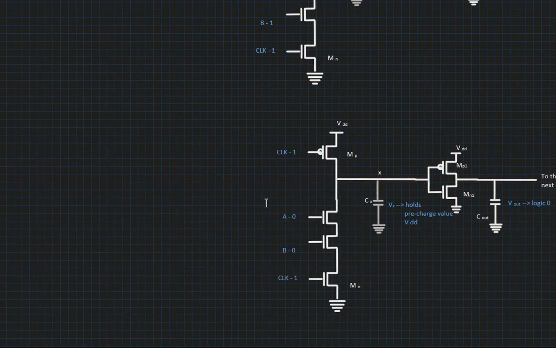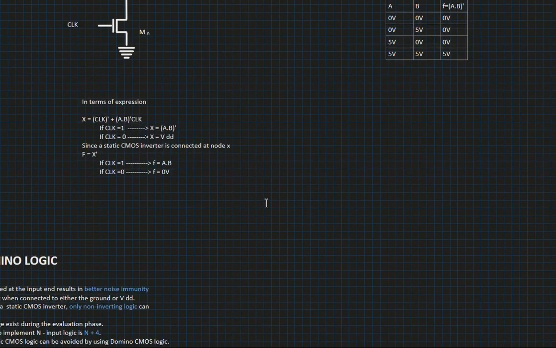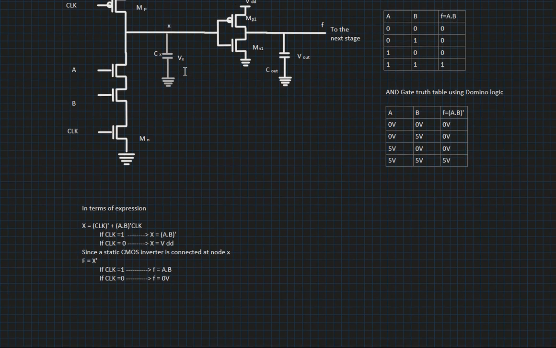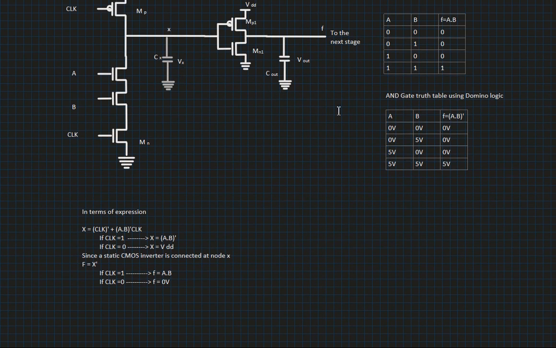output as 0. A simple realization is that the output produced at F is always an inverted version of X, which is quite obvious. And F does not depend on the pre-charge or the evaluate phase. That gives an edge over the dynamic circuits.